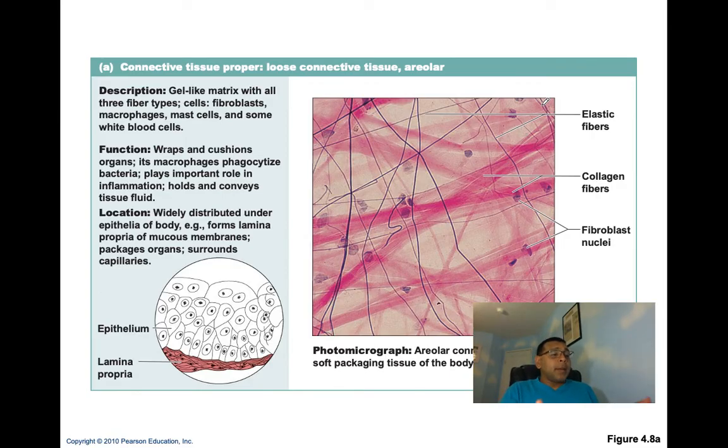So let's look at our loose connective tissues, and let's start with areolar connective tissue. Now, same thing, you have to be able to describe it, know the function and locations. So when we talk description, this connective tissue is going to have a gel-like matrix. All three fiber types will be present. However, we cannot see the reticular fibers. We can only see the elastic fibers and the collagen fibers is all we can see.